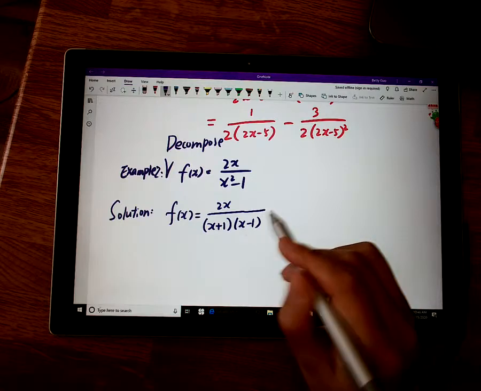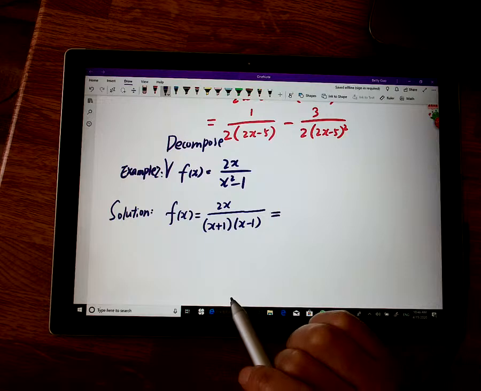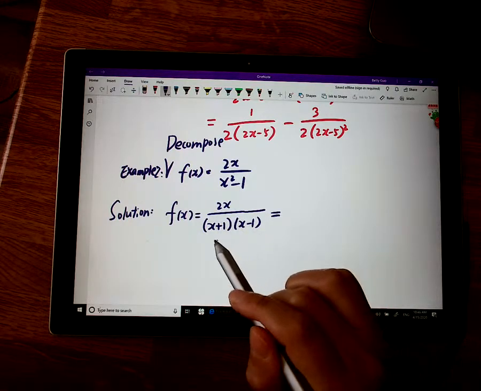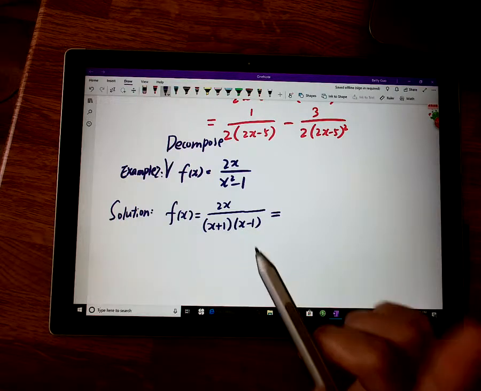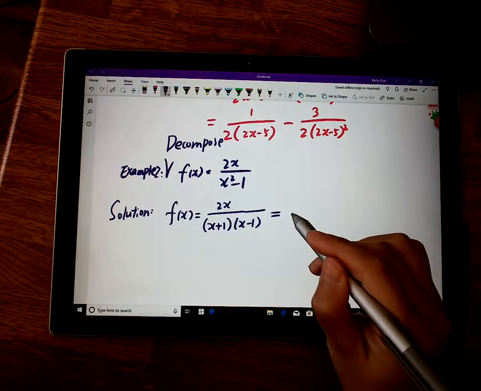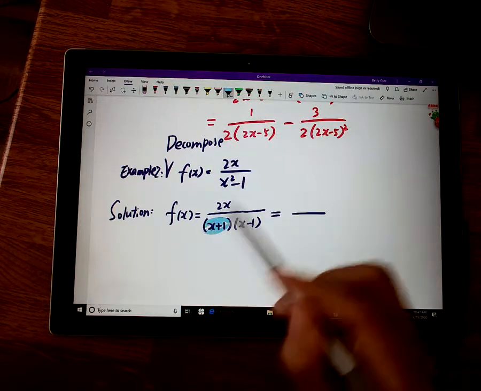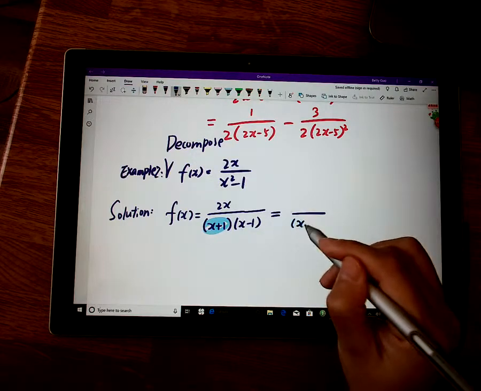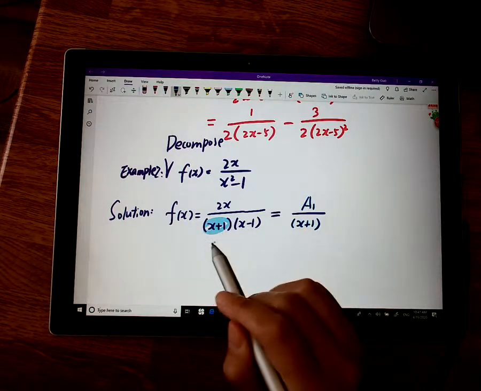So then how do we decompose? This one is a little bit different from example 1. We have 2 prime linear binomials here. So we're going to apply the same formula, the first formula, twice. Firstly, we're going to do this part, x plus 1. The power is 1, right? So we're going to have x plus 1 on the bottom and a constant on the top. We are done for that part.